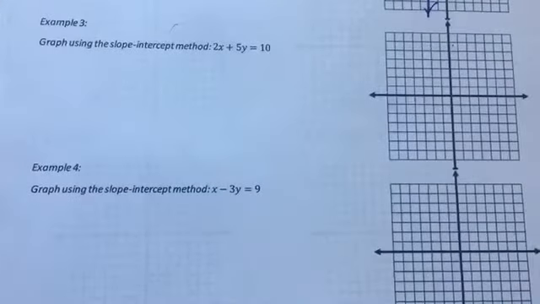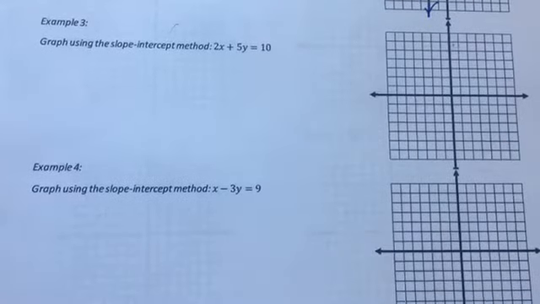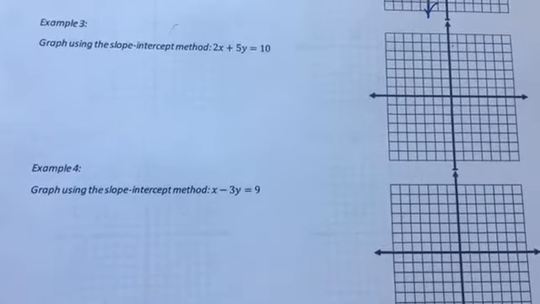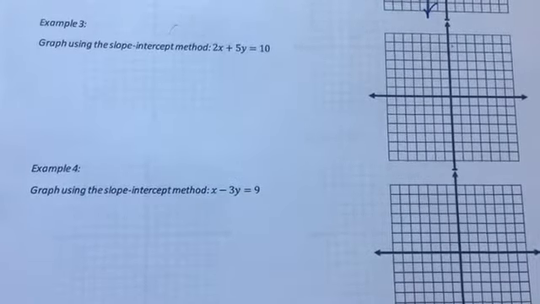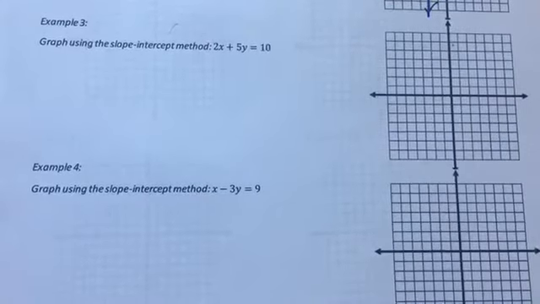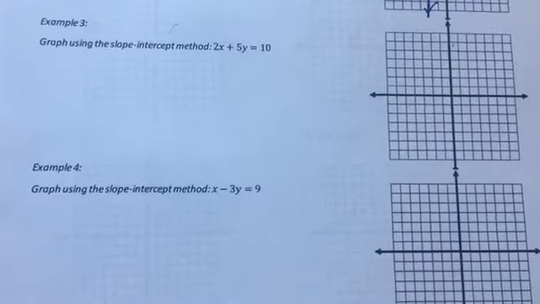Okay, coming down to example 3. Again, we're going to use slope-intercept method here. Now, this looks more like a problem we did when we were doing x-y intercepts, but we're going to use slope-intercept. What is the issue here? All of our problems before have had the y by itself, but it is not by itself here. So we are going to have to use some solving techniques to get it by itself.